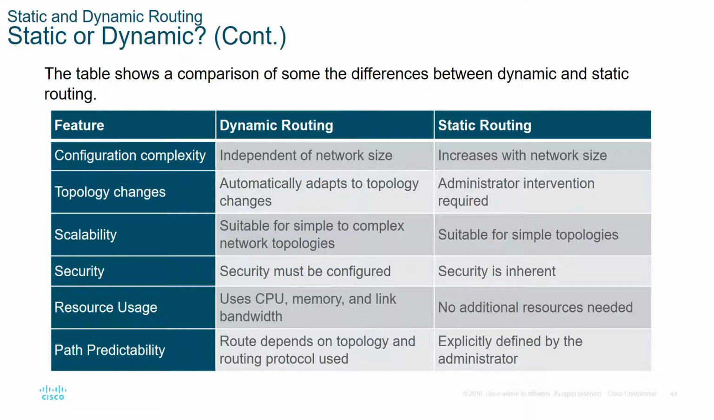In terms of resource usage, dynamic routing uses CPU, memory, and link bandwidth, but there are no additional resources needed when applying static routes. In terms of path predictability, in dynamic routing, the route depends on topology and the routing protocol used. But in static routing, it's explicitly defined by the administrator.